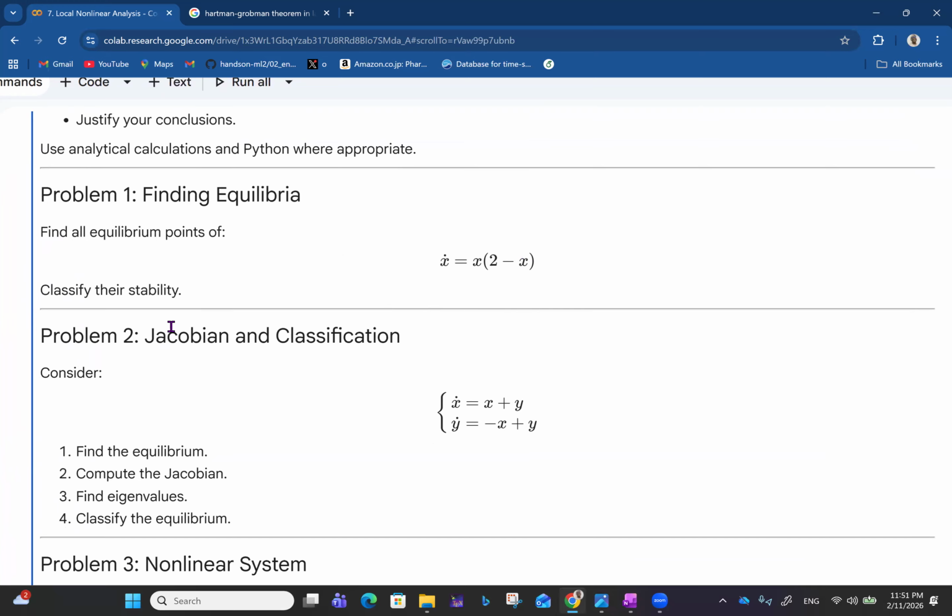So that goes. So Jacobian and classification. Here you have a Jacobian matrix with 1, 1, minus 1, 1. So you can find the equilibrium, compute the Jacobian, find eigenvalues, and classify the equilibrium.